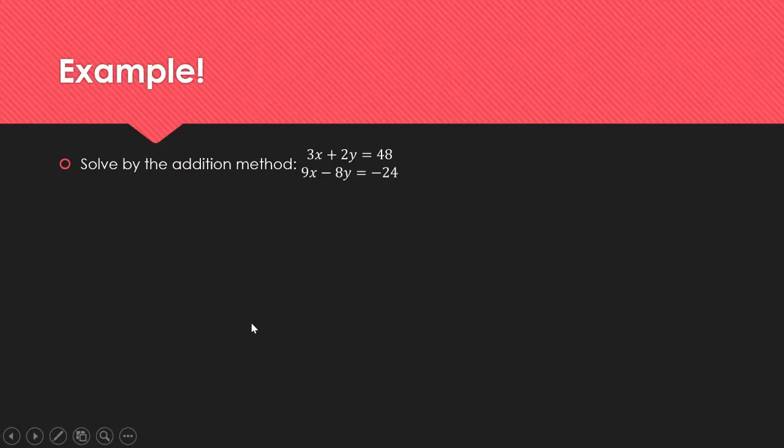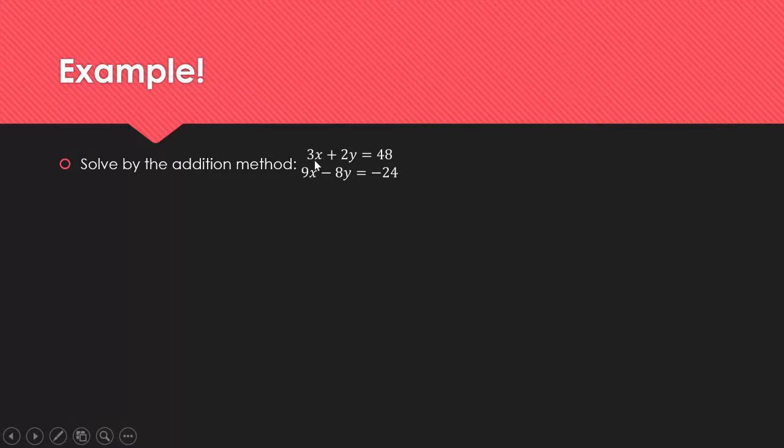So let's try one of these. I have 3x plus 2y equals 48. 9x minus 8y equals negative 24. So we have two options here. We could multiply the top equation so that it matches the bottom.